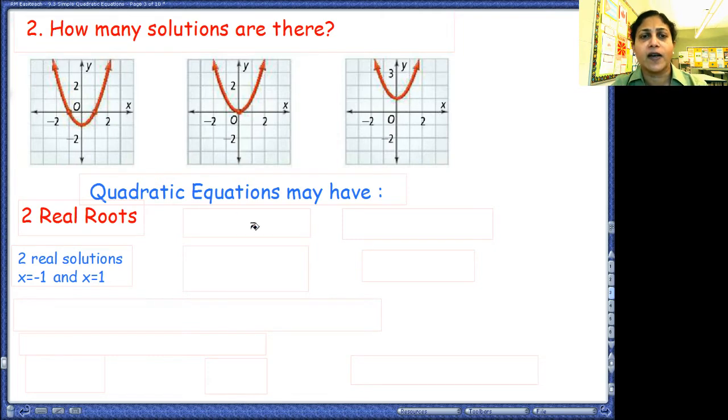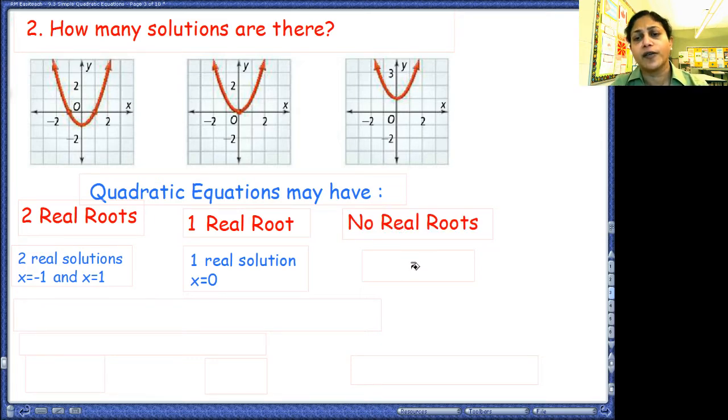In the second graph, there is only one point where the parabola touches the x-axis, and we say that there is only one real root, and this real root is at x equals 0. The last one does not have x-intercepts at all, so we say there are no real roots, and we say there are no real number solutions. There could be imaginary solutions.